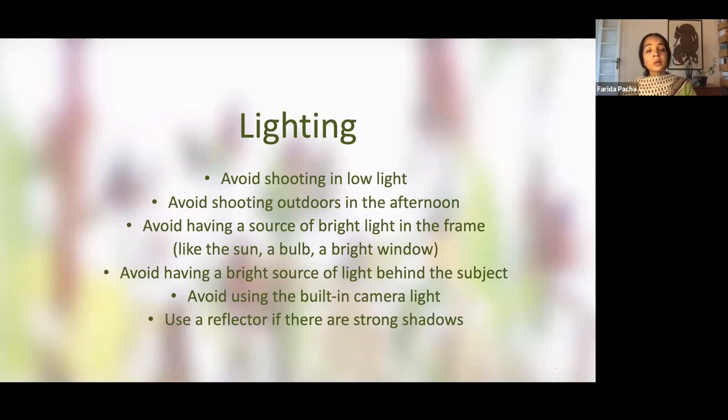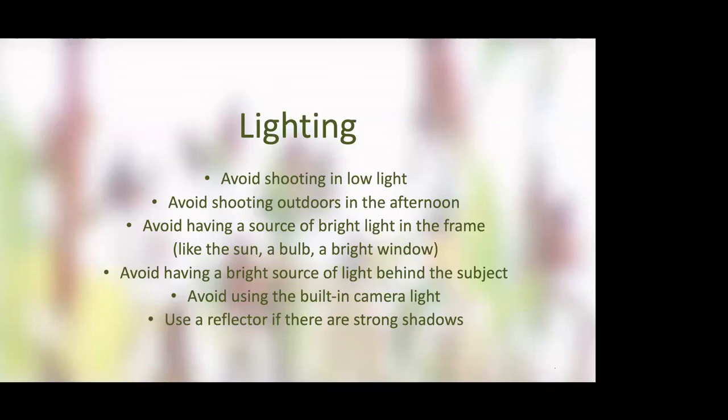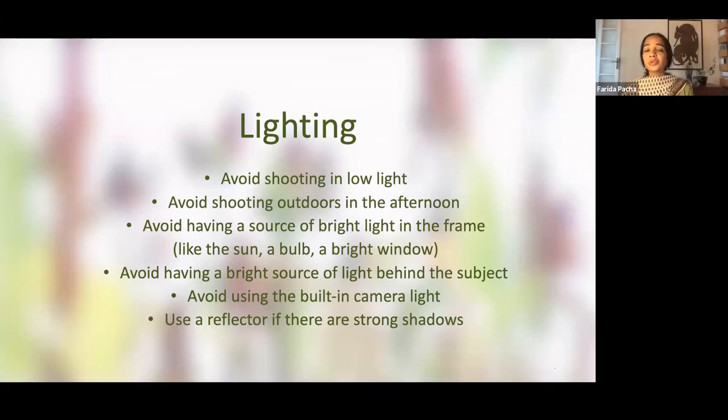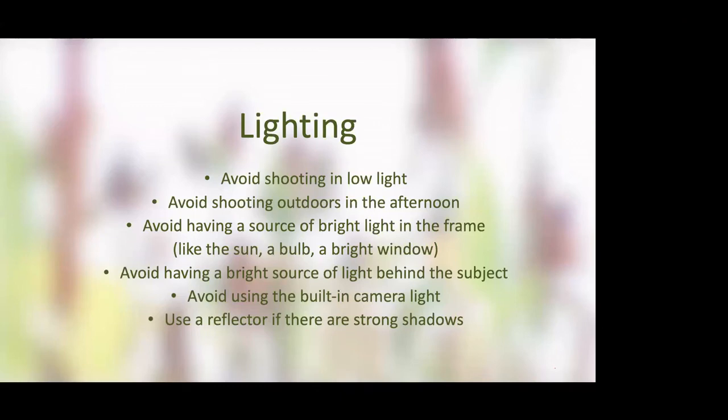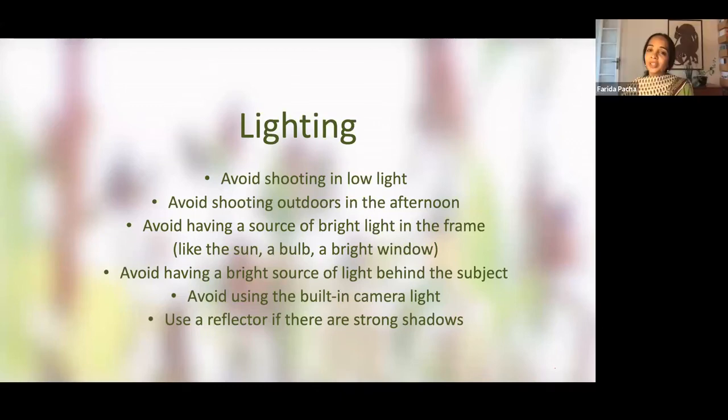Another thing is avoid shooting, if you can, in the afternoon light outdoors, because this is really the worst light possible. It is very flat light and creates very harsh shadows. Filmmakers and photographers love the light after sunrise and before sunset. That one hour is called the magic hour, because the light is the most beautiful. It makes objects look really luminous. So we love the early morning and evening hours. Try to shoot during those hours if you're shooting outdoors.